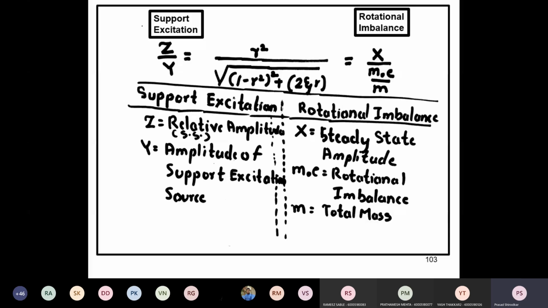Now if we compare the two solutions, the first one was for the support excitation. In support excitation, if I replace the numerator with relative amplitude, then this equation is similar to that of rotational imbalance. I hope you are able to make out the similarity, and this will help you to remember things easily. So we had finished up till this. Now we'll continue for the next part.